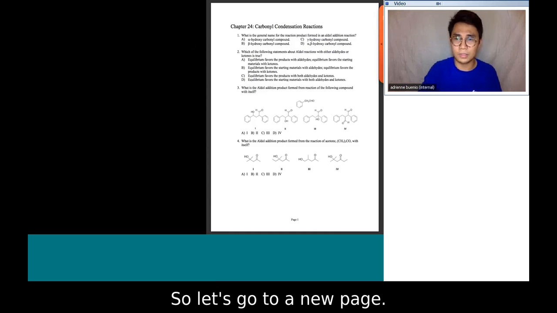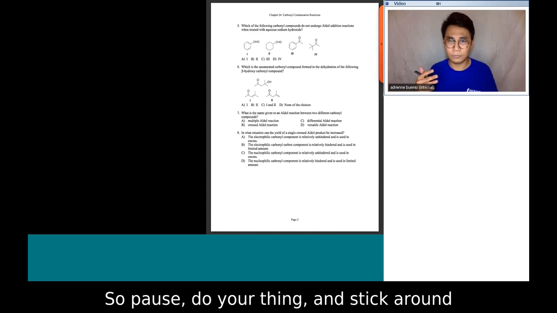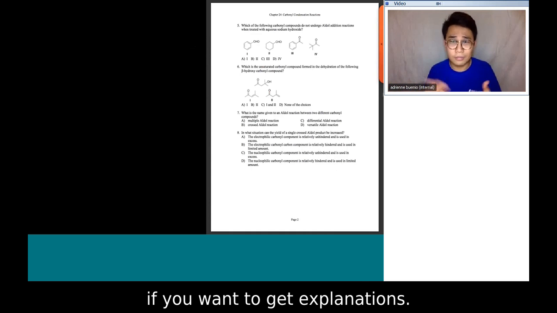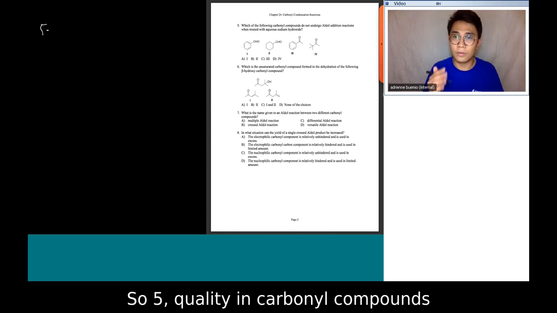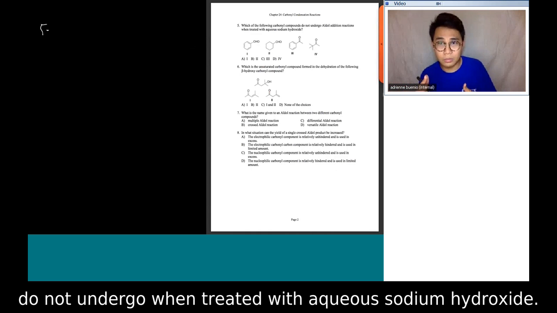Okay. So let's get to a new page. So pause, do your thing, and stick around if you want to hear the explanations. Okay. So 5: the following carbonyl compounds do not undergo which reaction when treated with aqueous sodium hydroxide?